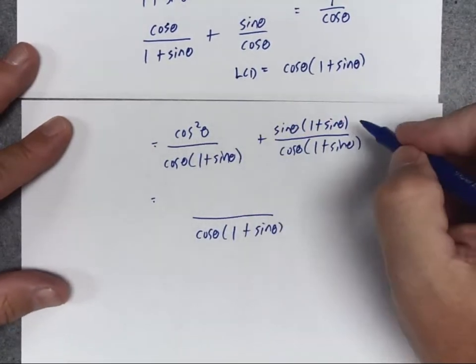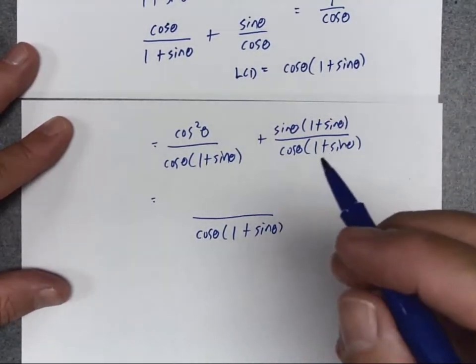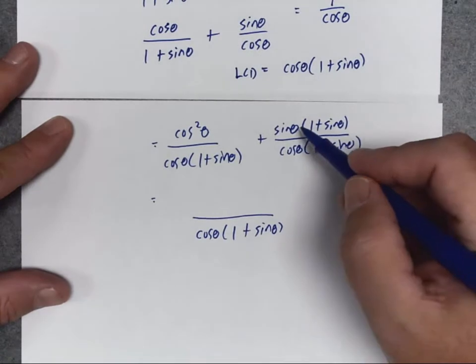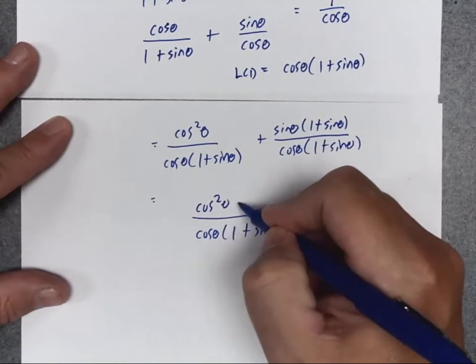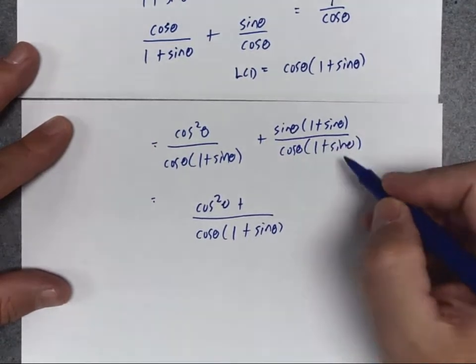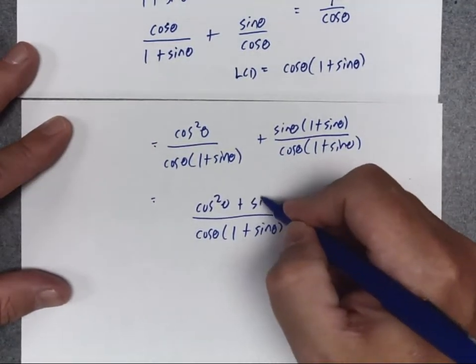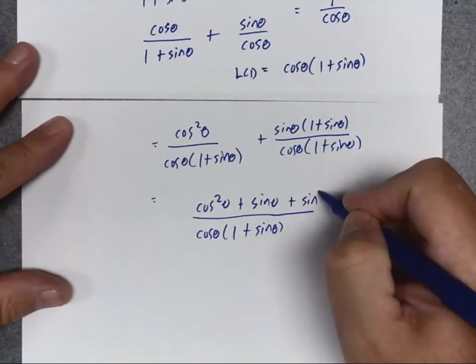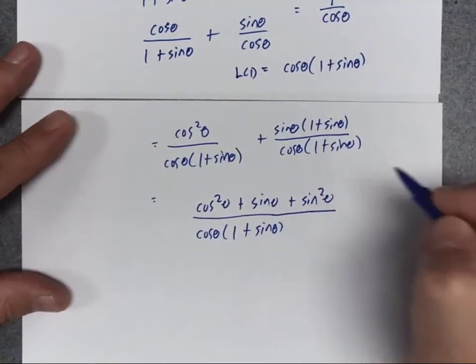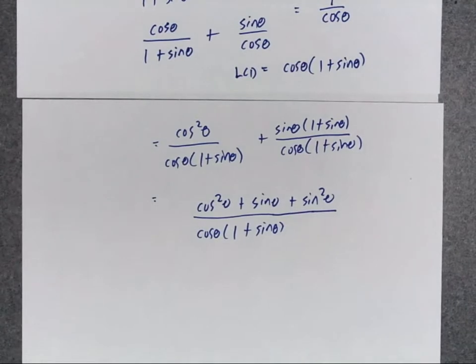Now in the top, I'm going to go ahead and write cosine squared theta. I'm going to multiply out this parenthesis, so I'd write sine theta plus sine squared theta. Now let me stop. Now this is actually going to work.